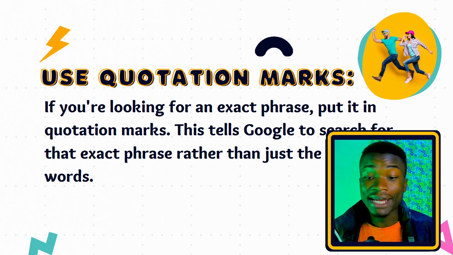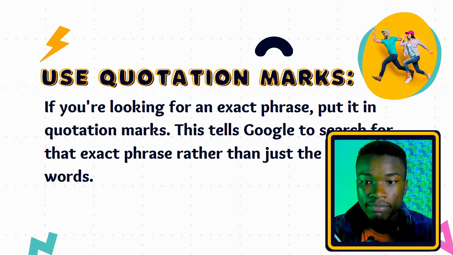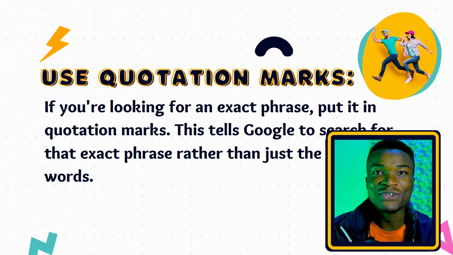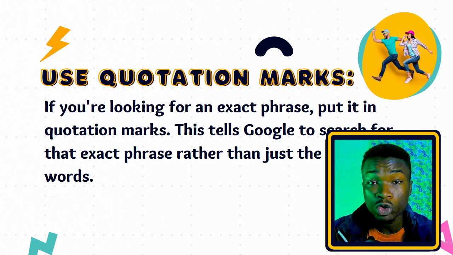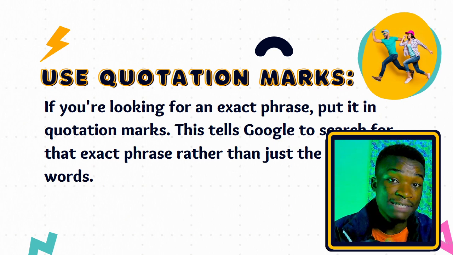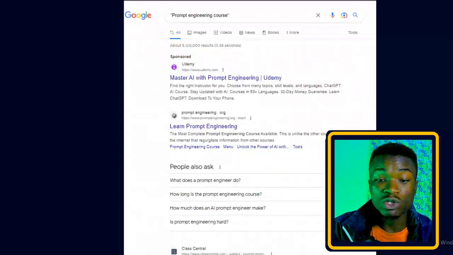So if you're looking for an exact phrase, put it in quotation marks. So I want to search for Cyril's YouTube channel. If you want to find a document that has that specific phrase, or you want to find a website that has that specific phrase, it's very important that you put them in quotation marks.